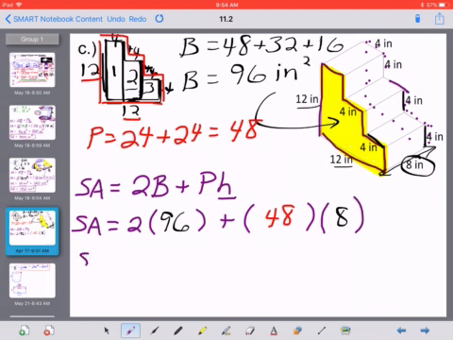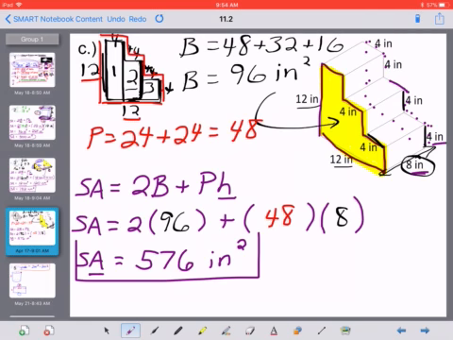All right, so let's put all this together now, guys. Again, you could do this all in your calculator in one step, and this one I'm going to cheat and do with you here. So 2 times 96 plus 48 times 8 is going to get us 576. Every distance here was measured in inches, so since we're talking about a surface area, that's going to be 576 square inches for the surface area of that figure.